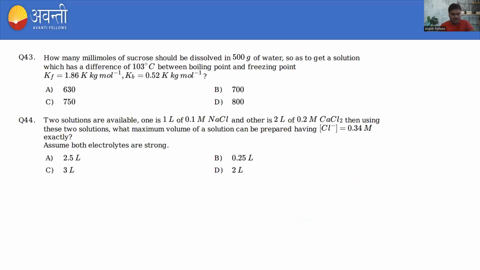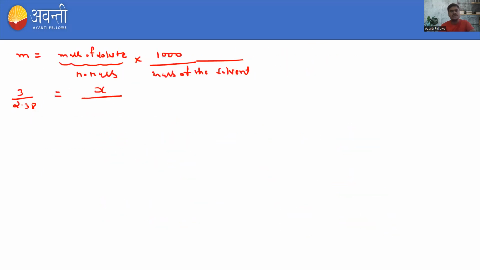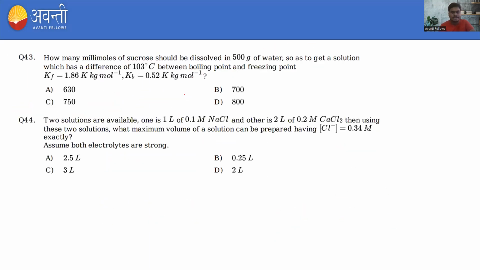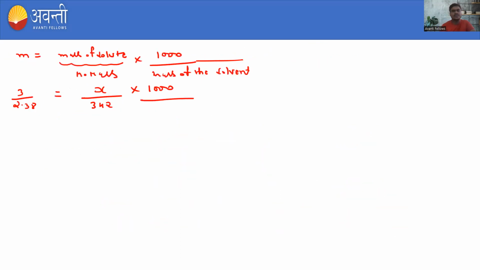So in this, how many millimoles of sucrose? So we have sucrose. We know that the molar mass of sucrose is nothing but 342. This is again 1000. And what is the mass of the solvent? So 500 gram of water. The mass of the solvent is given, that is 500.